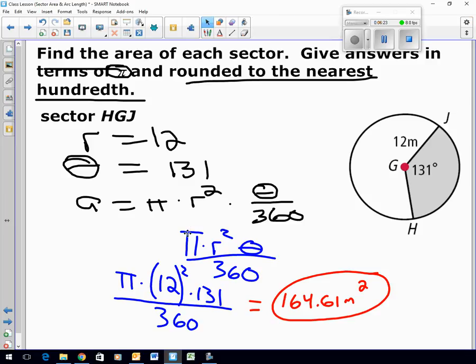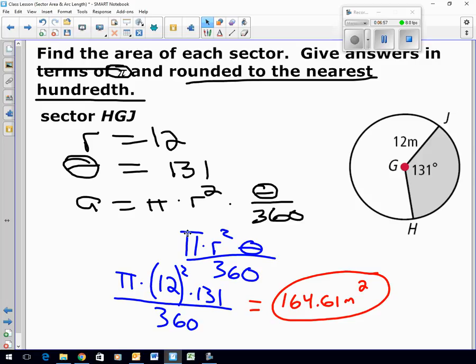Guys, if I wanted to find the area of the whole circle, I'd do what? Pi times 12 squared, correct? Okay? Well, the area of the whole circle is going to be bigger or smaller than the area of just the section? It's going to be bigger. You should see that a lot of these examples are going to make a lot of sense.